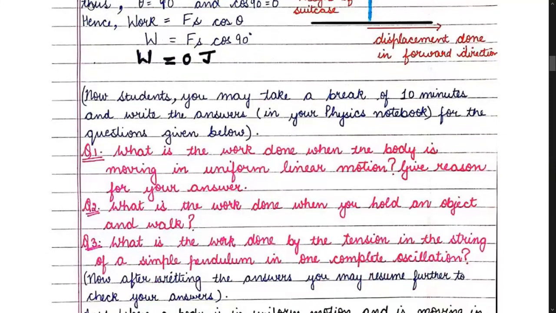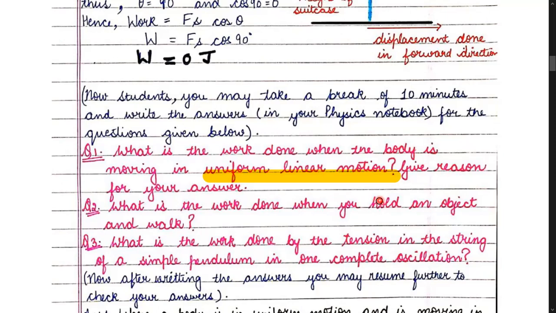So children, now you may take a break of 10-15 minutes and write down the answers of the questions which you are able to see on the screen. I have given you 3 questions. Question number 1 is, what is the work done when the body is moving in uniform linear motion? We have done linear motion in class 8th, and I have explained linear motion in exercise 1C also. Give reason for your answer.